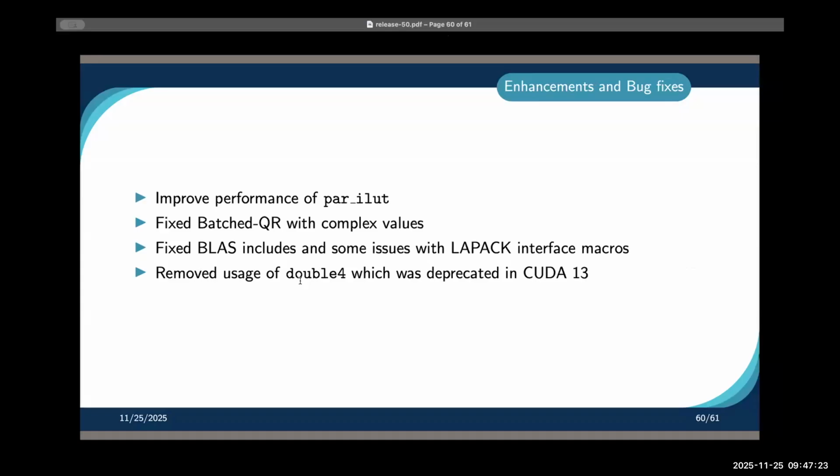Beyond that, there were some performance improvements made for PyLUTE. I hope most of you who use that will see that. And then there was just a bunch of smaller bug fixes. There were issues with batched QR with complex values, which are now hopefully finally fixed. Then there were a bunch of reports of issues, in particular also via Spack builds and whatnot, with BLAS and LAPACK. So hopefully those should be resolved.